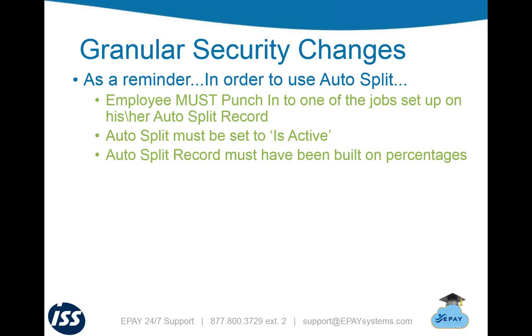Autosplit must be set to active. There is a flag that says it's active, and at any point, you can turn that off. If you don't want it to run today, going forward, you want to leave everything set up in there. You don't have to go and delete everything out. Just simply uncheck that flag that's labeled is active, and I'll show you that here momentarily. Also, the Autosplit record must be built on percentages. Remember, not hours. It has to be on percentages.